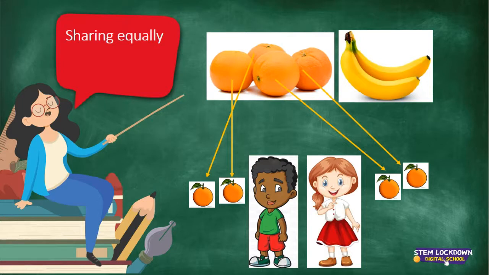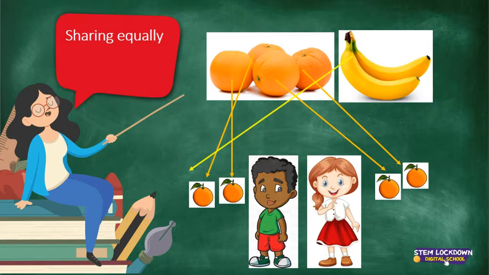Now, let's go have a look and see. If you count the oranges next to the boy and you count the oranges next to the girl, does that equal four? Let's have a look. How many does the boy have? Two. Good. And how many does the girl have? Two. And what is two plus two? Four. Good. So there we've shared the oranges equally. So they've each got two oranges. Good. Now we've got to share the bananas.